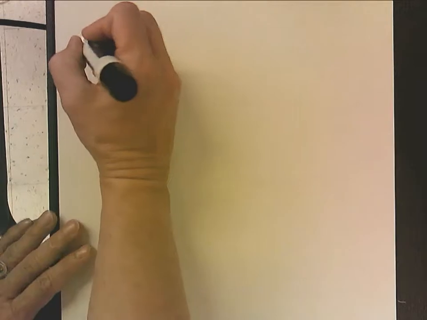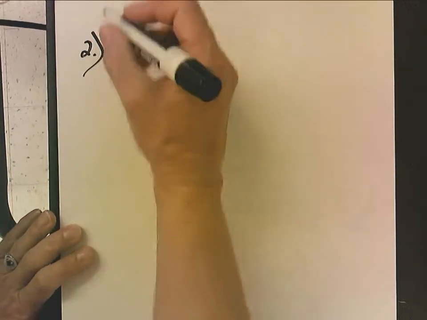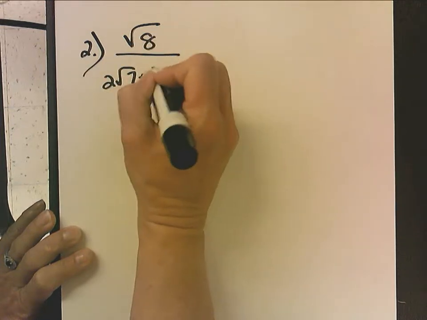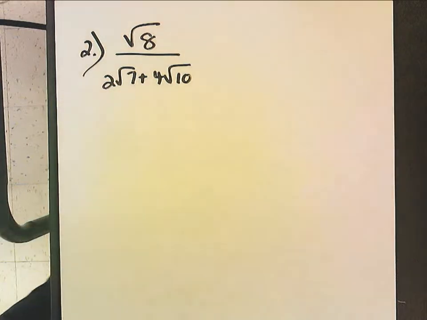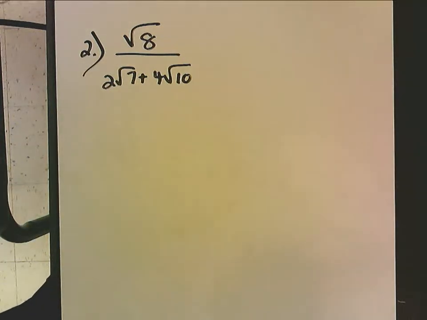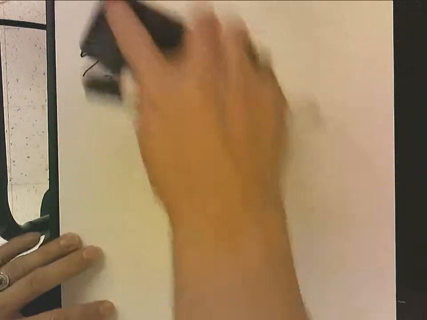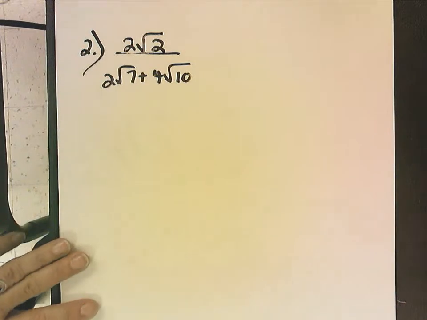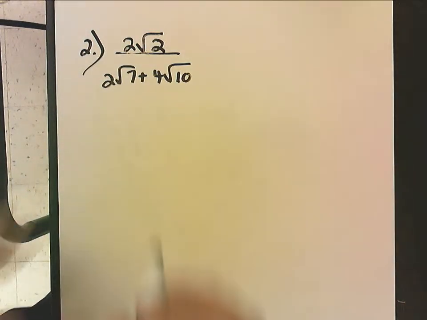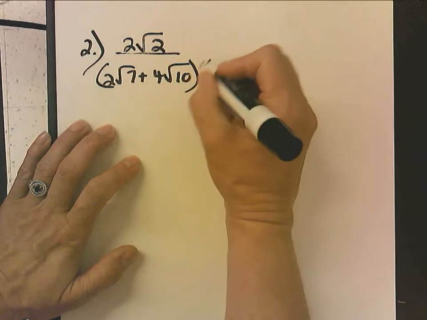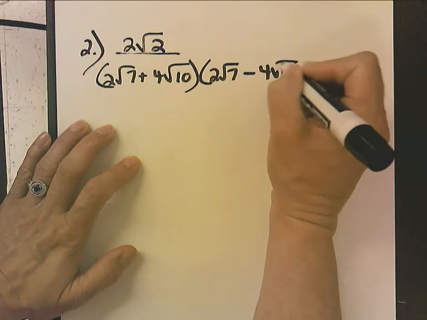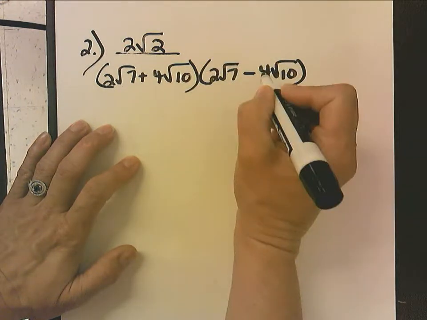Now, let's look at number 2. Number 2 is root 8 all over 2 root 7 plus 4 root 10. Now the first thing I like to do is simplify anything that they've given you that's not already simplified. Root 8 can be written as 2 root 2. So right away I'm going to write that as 2 root 2. Now I'm going to multiply by the conjugate of the denominator. I use the same numbers, but connected by a different operation. So since this was plus, this will be minus.